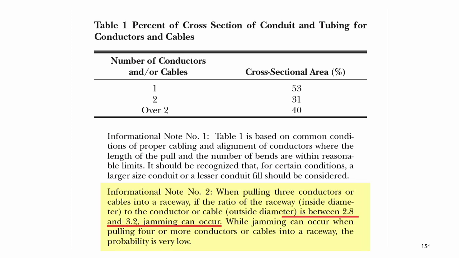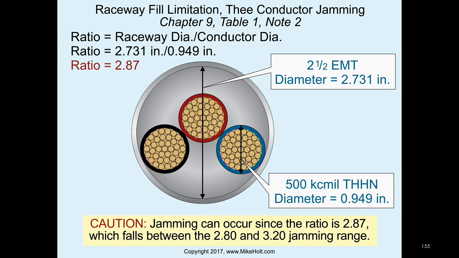Now, Eric, what is this talking about, that jamming can occur? Well, that's specifically when you have 3 conductors, for a really good reason, because if you look at those 3 conductors, that's a great example. When you're pulling them through, those conductors are going to try to go side by side, and they're going to try to squeeze each other as they pass each other. And that's why jamming occurs with 3, but it's unlikely to occur with 4.